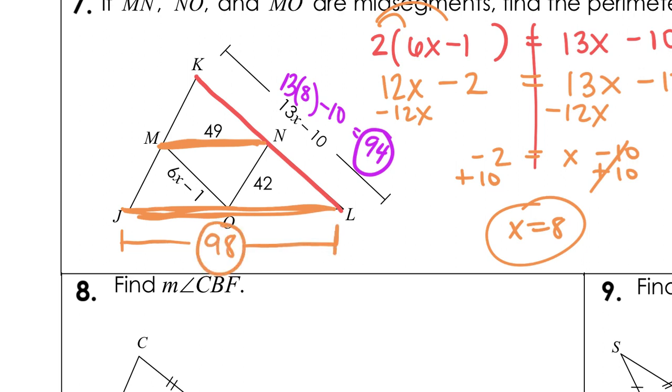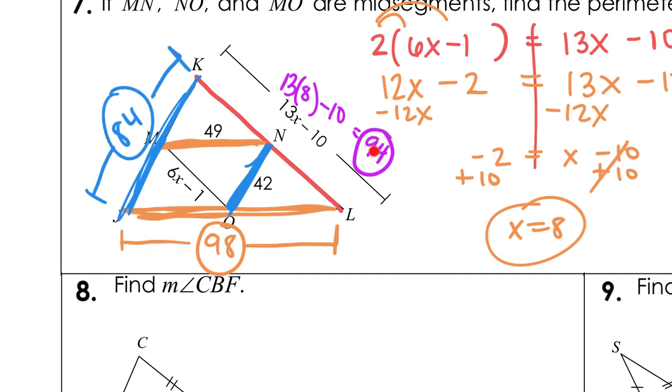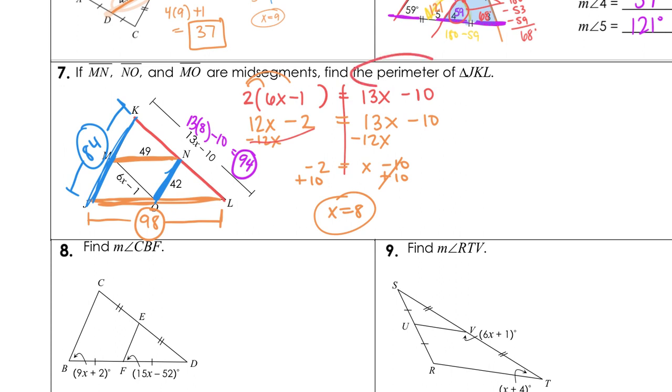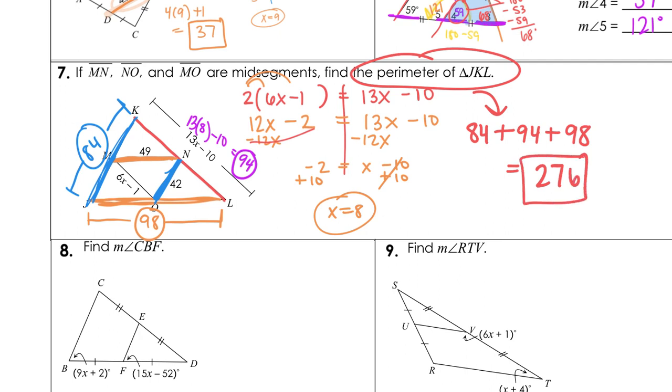And then I only need one more side now. So if I take 42, that one is parallel to this side. So if I take 42 and I double that, 42 times 2 is 84. So that's my third side over there. And now I have all three sides. So they want the perimeter, which means I would just add up all three of those sides. So the perimeter of JKL would just be 84 plus 94 plus 98, which gives us 276. Okay, so that's how you do the perimeter problem.